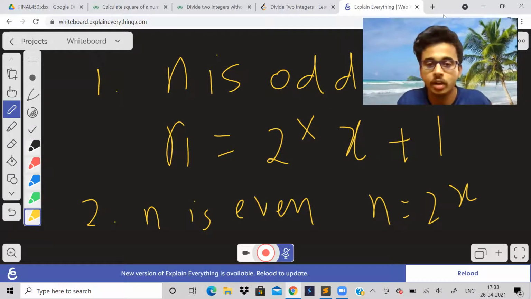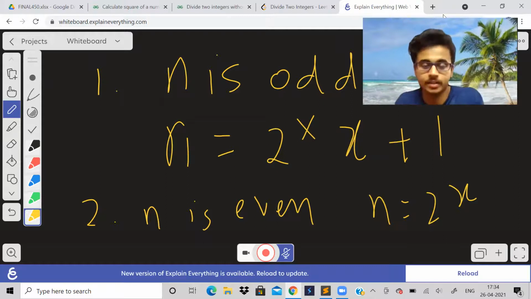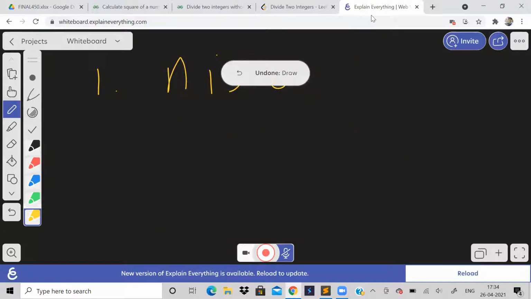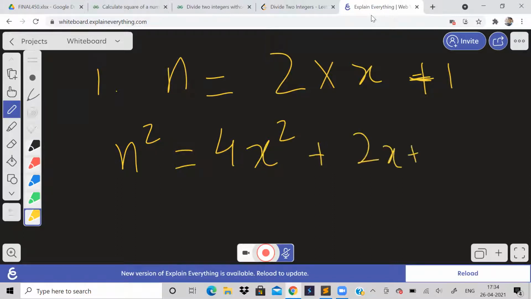How to recursively solve now? First of all, we have to get what is n square in terms of x. So let us again take two cases. The first case is n is equal to 2x plus 1, as n is odd. So what is n square from this equation? It is going to be 4x square plus 2x plus 1, correct?